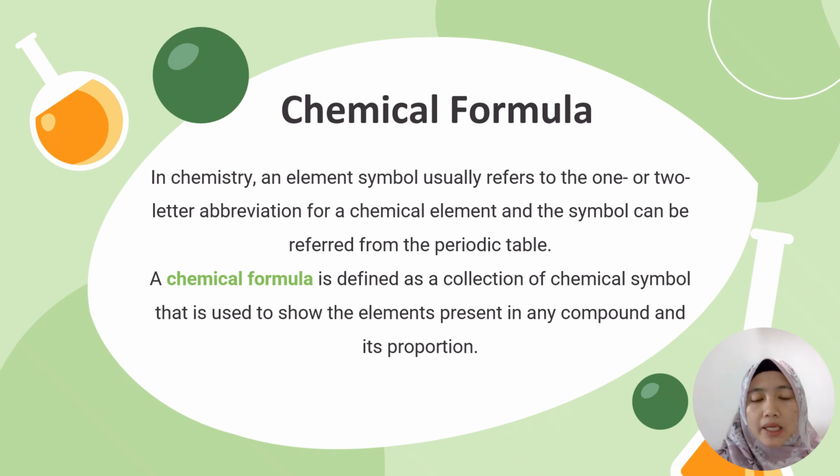A chemical formula is defined as a collection of chemical symbols that is used to show the elements present in any compound and its proportion. For example, when sodium reacts with chlorine, the formula would be NaCl, showing that there will be one sodium atom combining with one chloride ion.